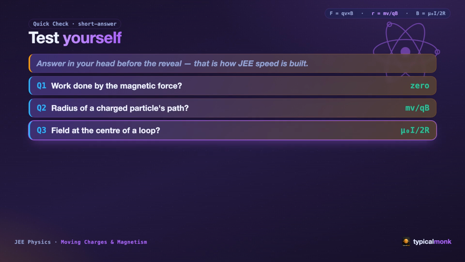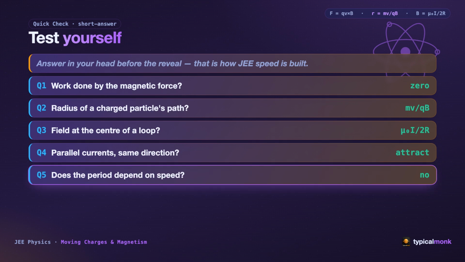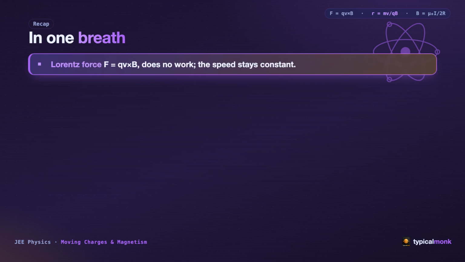Question 3. The field at the center of a loop. Mu naught I over 2r. Question 4. Parallel currents in the same direction. They attract. And question 5. Does the period depend on the speed? No, it does not. Let us gather it all in one breath.